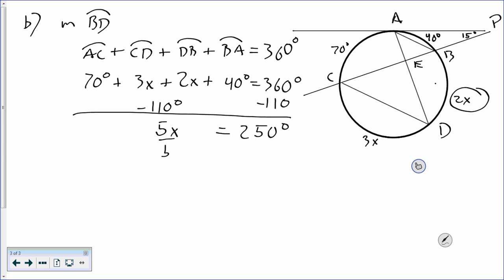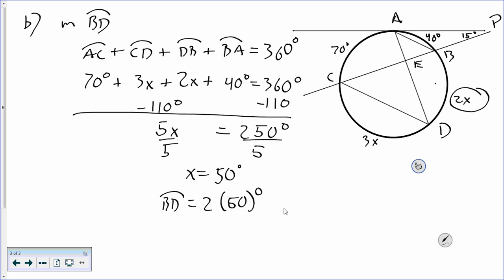Which means that x is going to be equal to 50 degrees, right? Just be careful. That is not the answer. That is not how big BD is. BD is 2 times that. Okay, so just be careful.